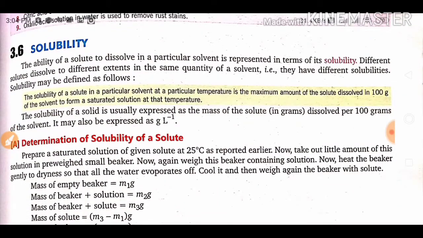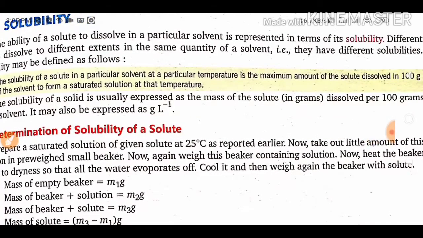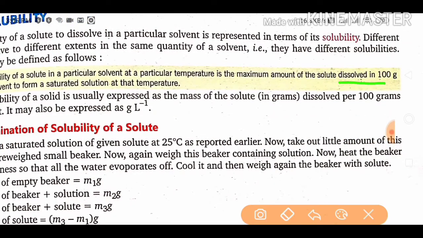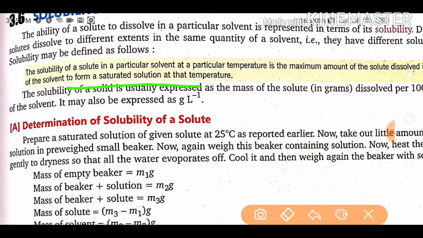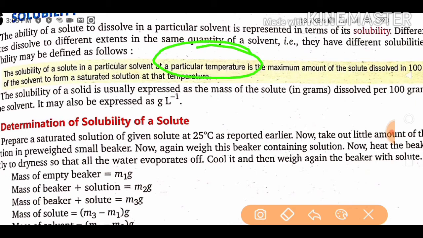Now we move to solubility. What is solubility? The solubility of a solute in a particular solvent at a particular temperature is the maximum amount of solute dissolved in 100 gram of solvent to form a saturated solution at that temperature. You have to read and remember this, and whenever this term is given, it means it occurs at a fixed temperature.